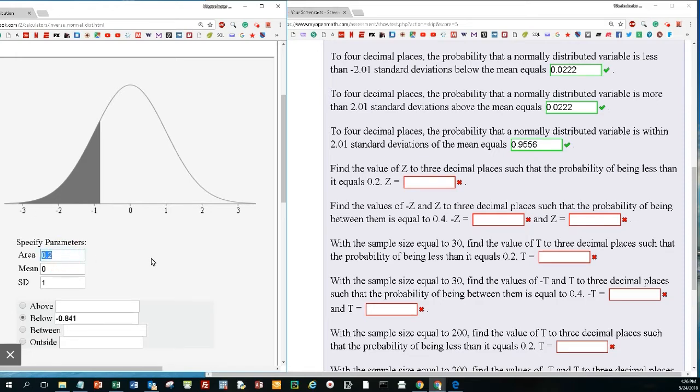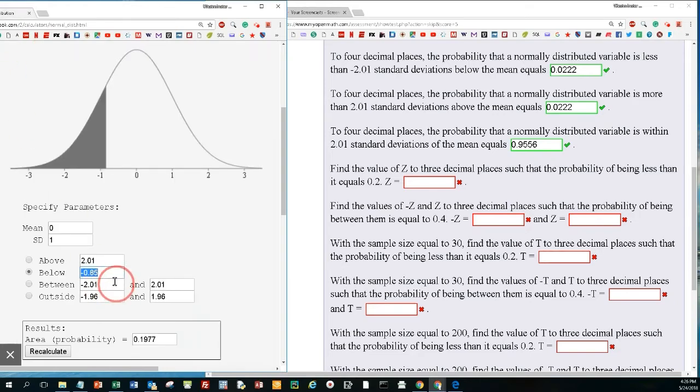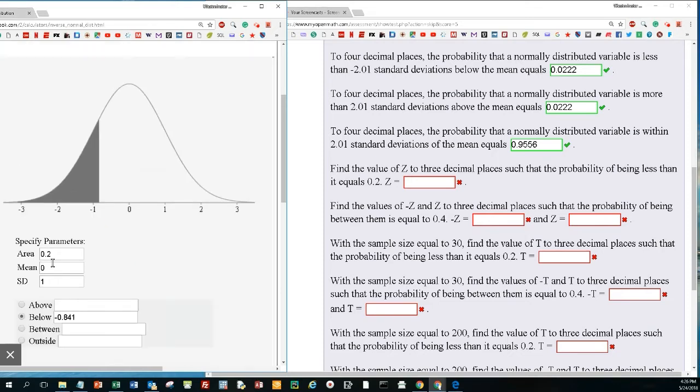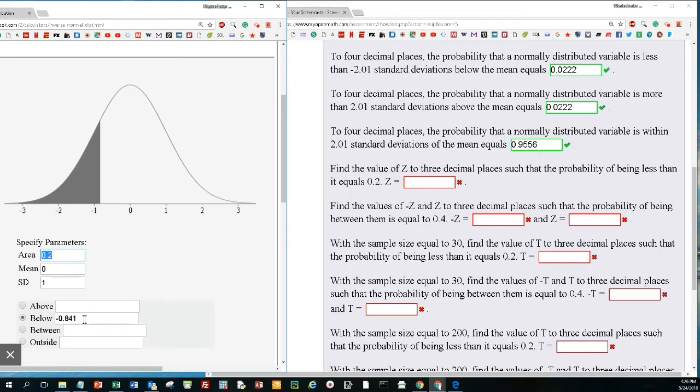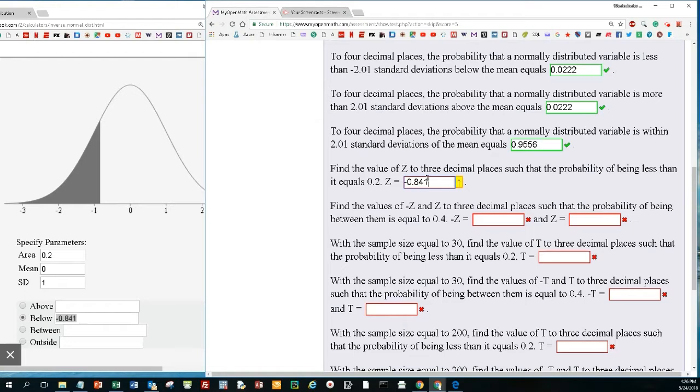Here, what you do is you type in the area to the left, and it gives you the z value, which is really close to what we were guessing over here, right? We typed in negative 0.85, and we got something close to 0.2, right? Now we type in exactly 0.2, and we get negative 0.841. So again, in review, that area is 0.20, the probability, and the number on the number line is negative 0.841. That's pretty close to -1.